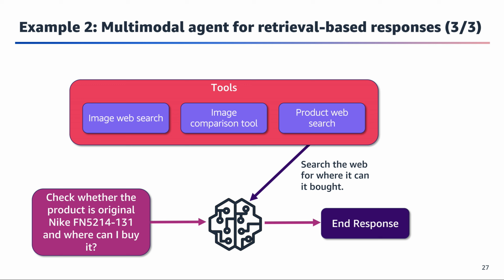This demonstrates how the multimodal agent combines visual authentication with practical shopping guidance in a single, comprehensive response. The three tools, image web search, image comparison, and product web search, work in concert to deliver a complete solution to the user's query.